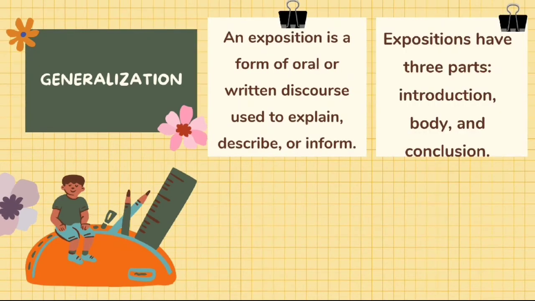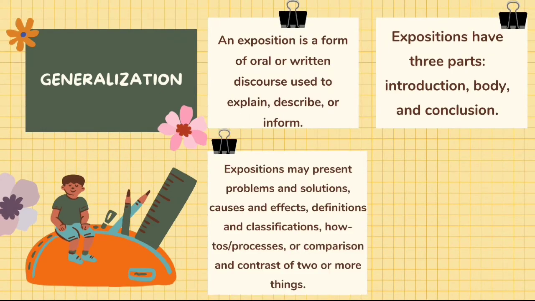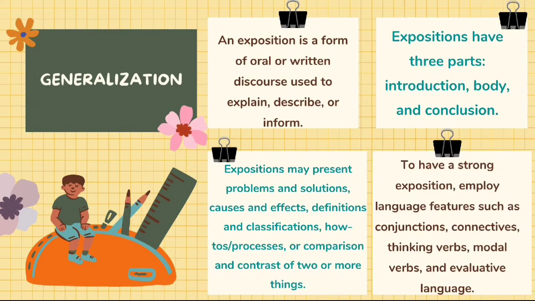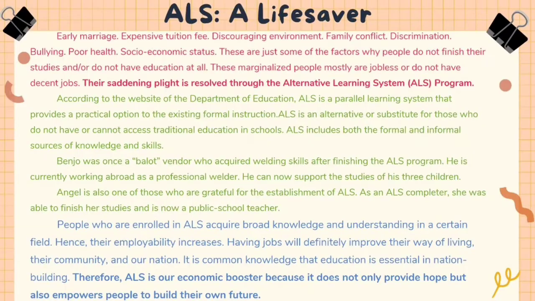Expositions have 3 parts: introduction, body, and conclusion. Expositions may present problems and solutions, causes and effects, definitions and classifications, how-tos or processes, or comparison and contrast between 2 or more things. And to have a strong exposition, employ language features such as conjunctions, connectives, thinking verbs, modal verbs, and evaluative language. And this is an example of an expository writing.